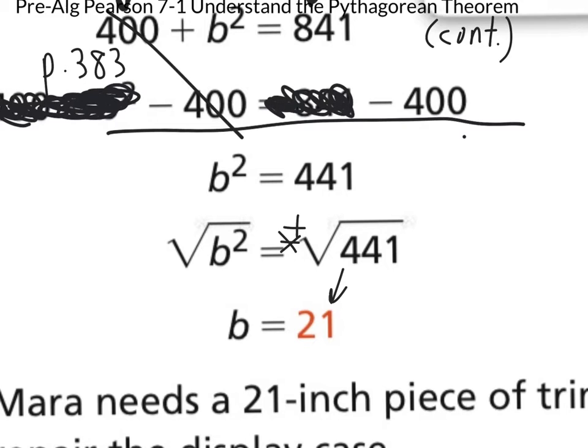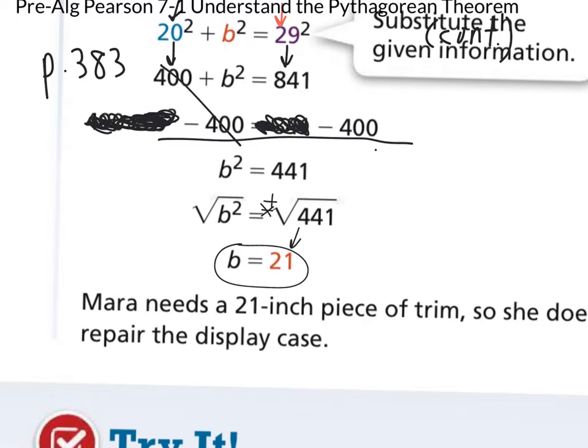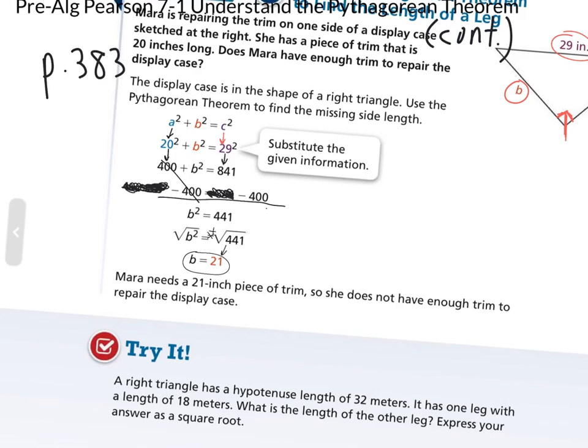And then if you take the square root of 441, you could do that on your calculator. Maybe that would be 21. So she needs 21 inches of trim, and it says she only has 20 inches, so she does not have enough trim.